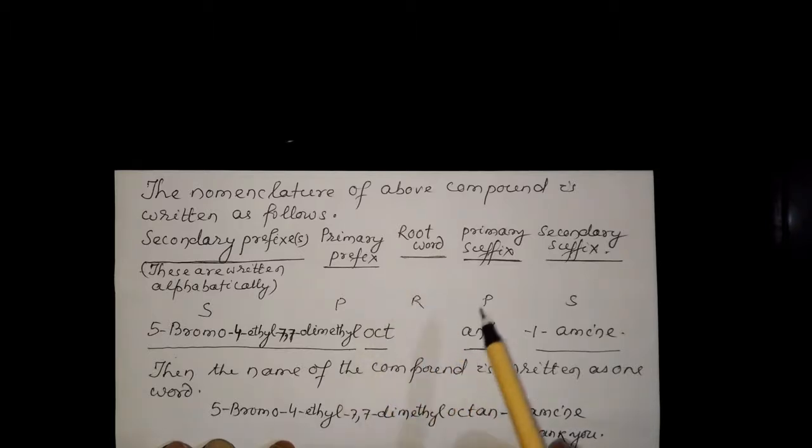Oct is the root word, primary suffix ane, then secondary suffix is 1 amine. E should be cancelled over here. Then the name of the compound is written as one word: 5 bromo, 4 ethyl, 7,7 dimethyl, octane-1-amine.